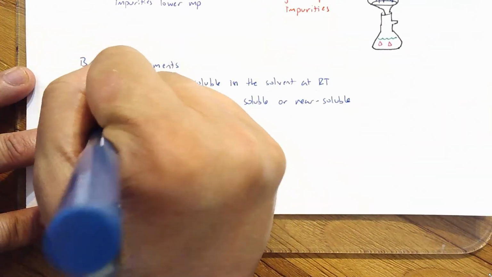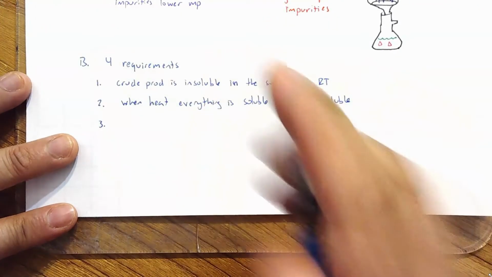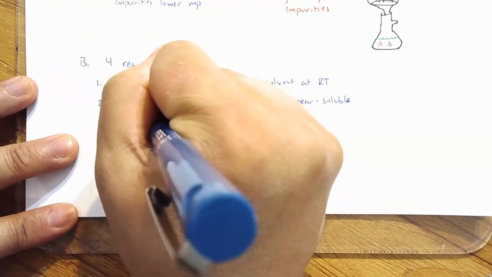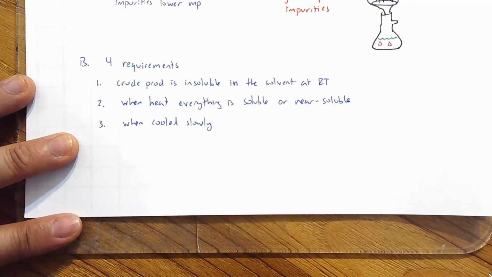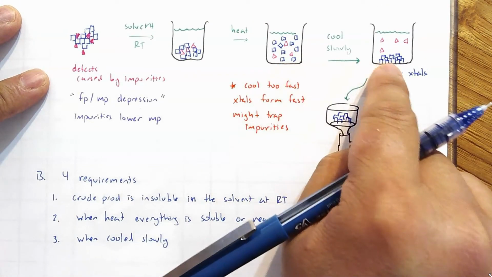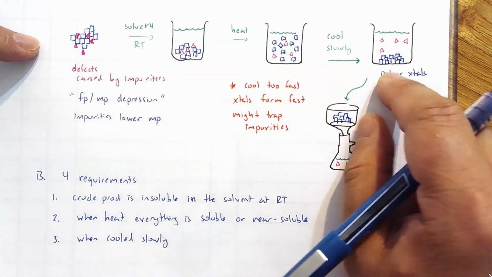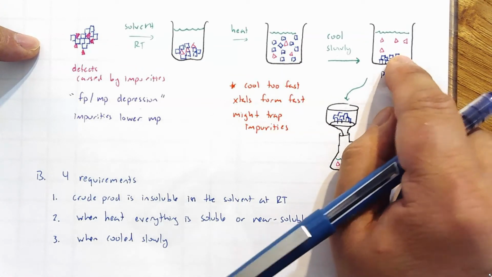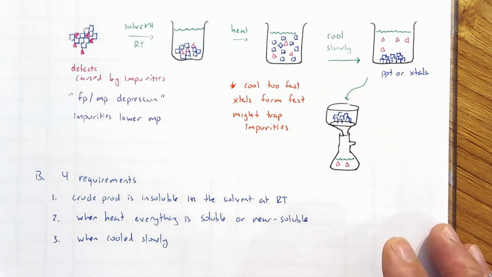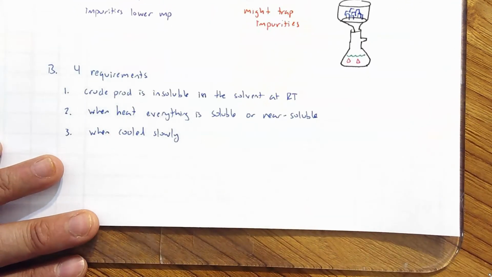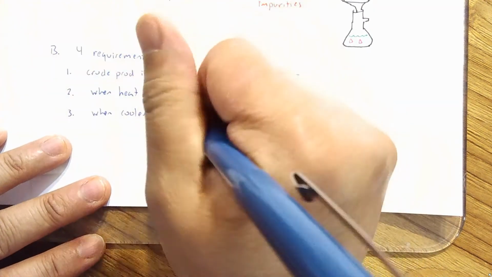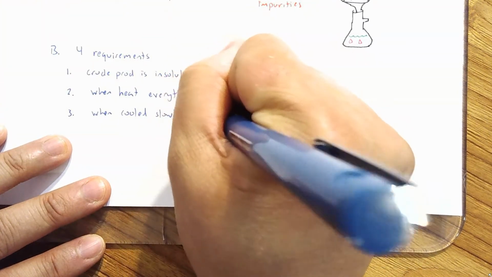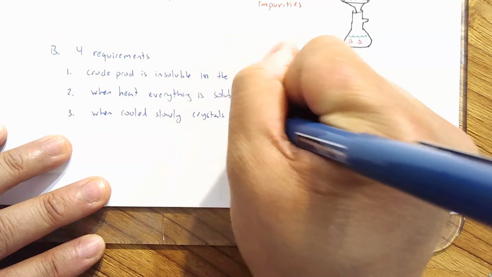Number 3, when cooled slowly, you get back the precipitate, because that would be tragic. If you cool and you get nothing back, there's no precipitate, then, oh gosh, your product is now soluble in the solvent even when it's cool or cold. But we'll go over some tricks to induce crystallization in part C. But ideally, when you cool slowly, crystals or precipitate form.